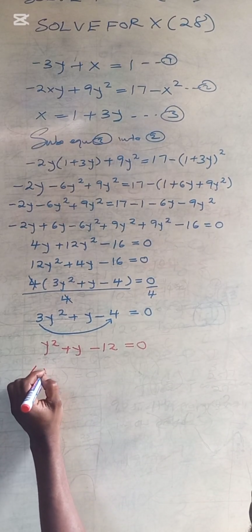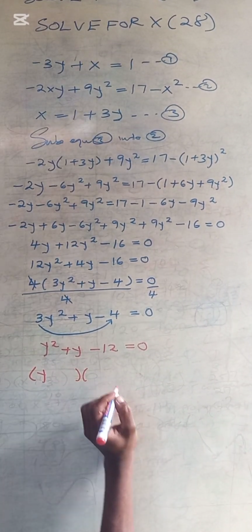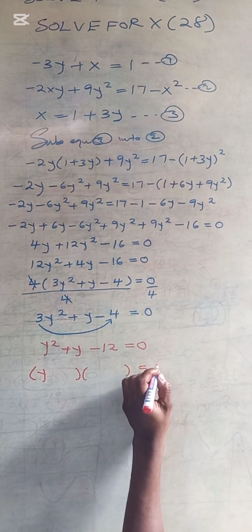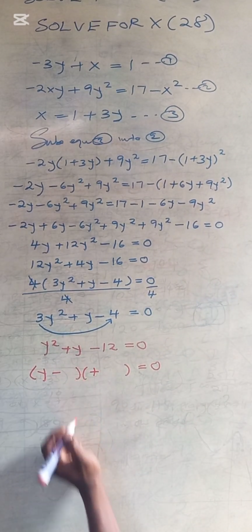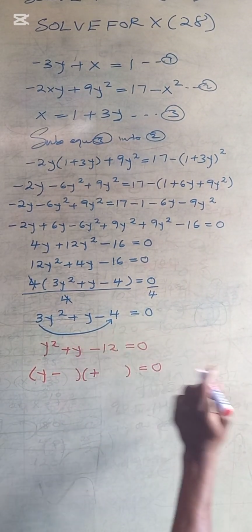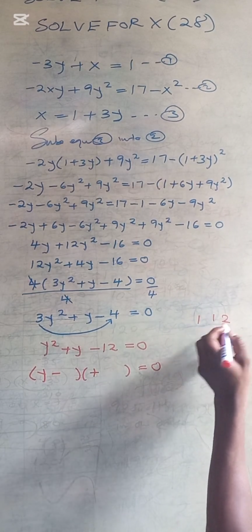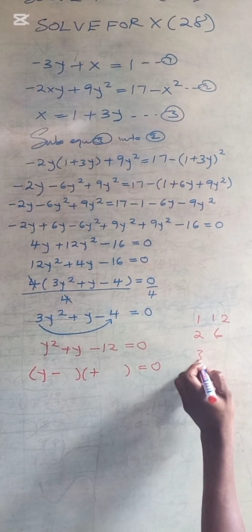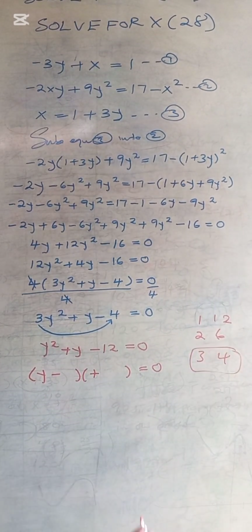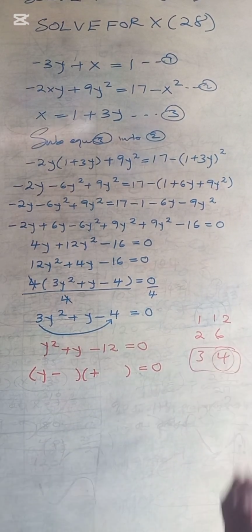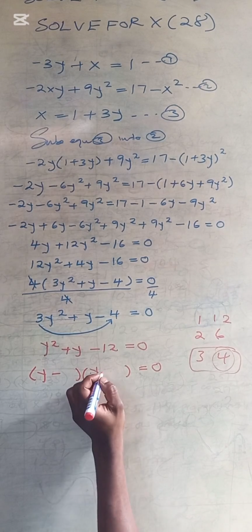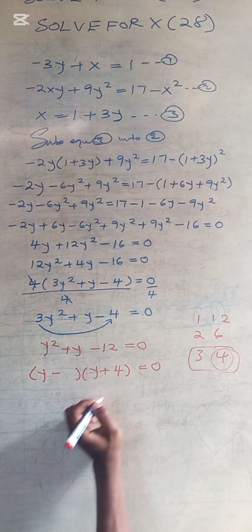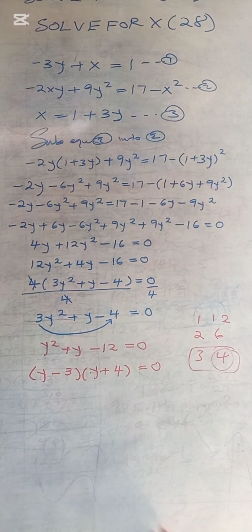Okay. The first a is 1. Therefore, the factors for the first term will be y and y. The last term is negative, so the signs will be different. The factors start off with a difference of 1. We have 1 and 12. We have 2 and 6. We have 3 and 4. Here is our combination. The bigger factor, which is 4, will take the sign of the middle term. Therefore, 4 will be positive, and then this one will be negative.